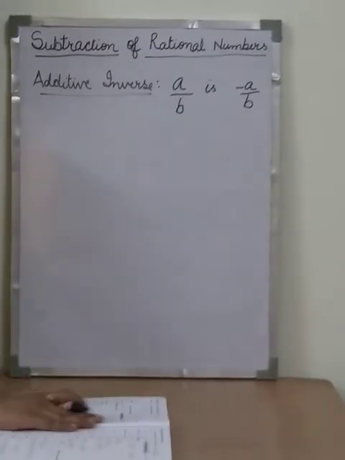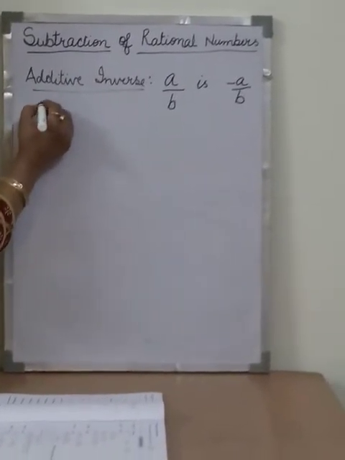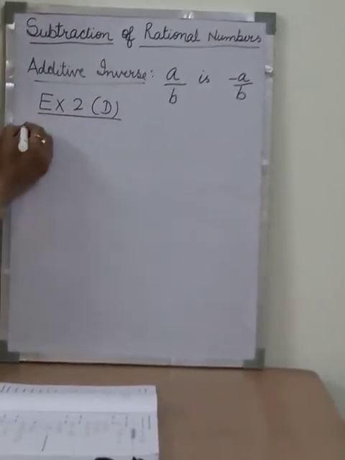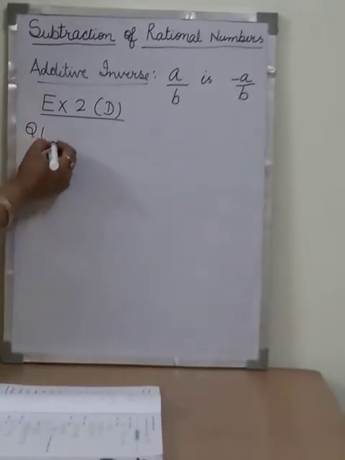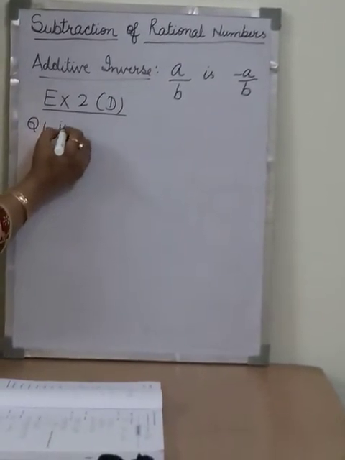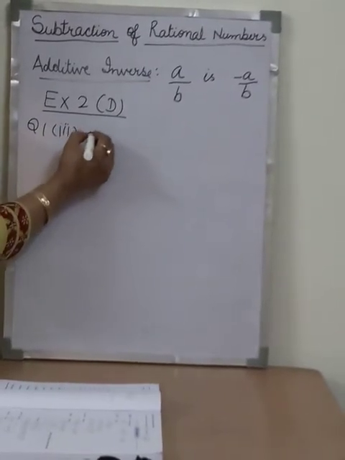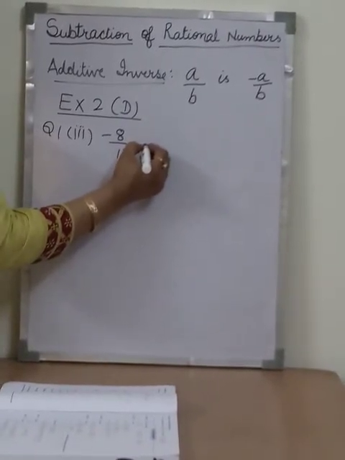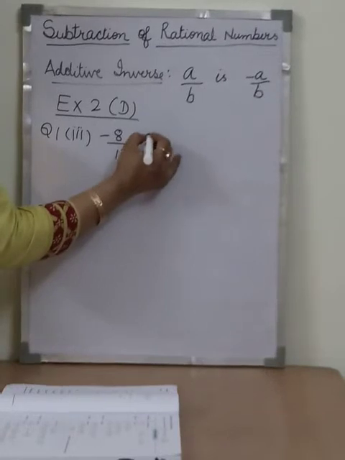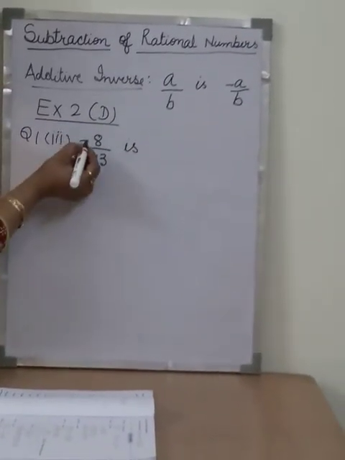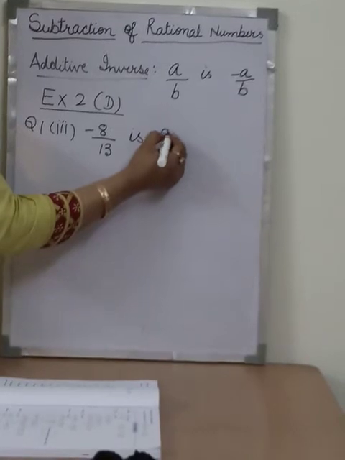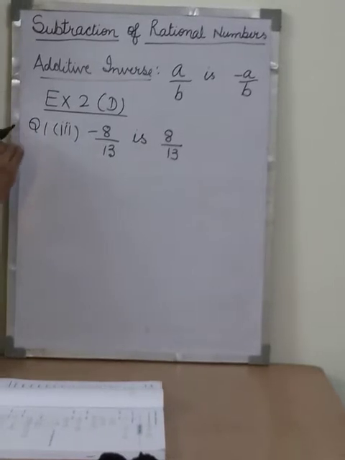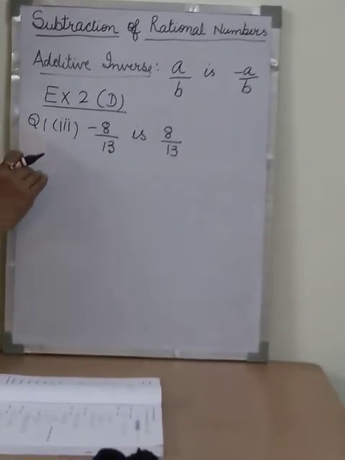I discussed question number 1, exercise 2D. Question number 1, if you read what they are saying, find the additive inverse of. The third part I do for you. It is given minus 18 by 13. What will be its additive inverse? We have to just change the sign. It is negative, so what will it become? Plus, and additive inverse means we are writing the same rational number with opposite sign.